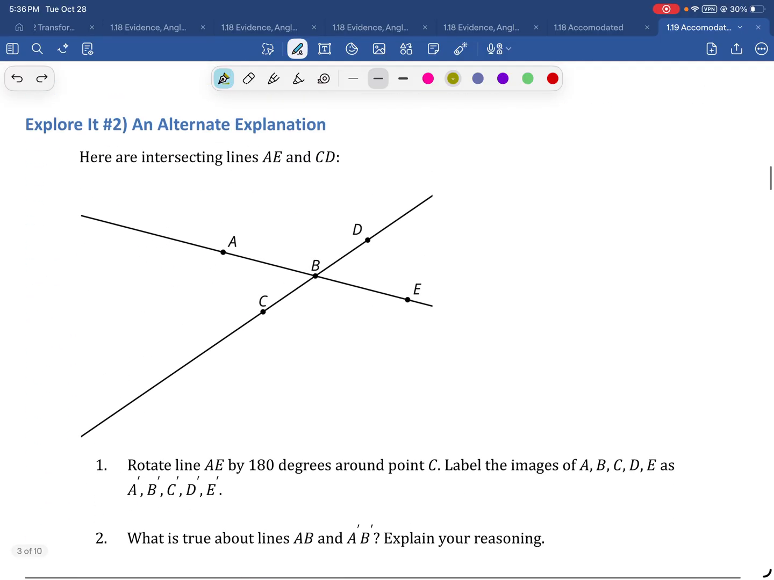Moving on. Explore it number 2, an alternate explanation. Here are intersecting lines AE and CD. Rotate line AE by 180 degrees around point C. So you need to trace AE on your tracing paper. You're gonna put your pencil at the point of rotation. And when you rotate it, remember, it ends up on the opposite side.